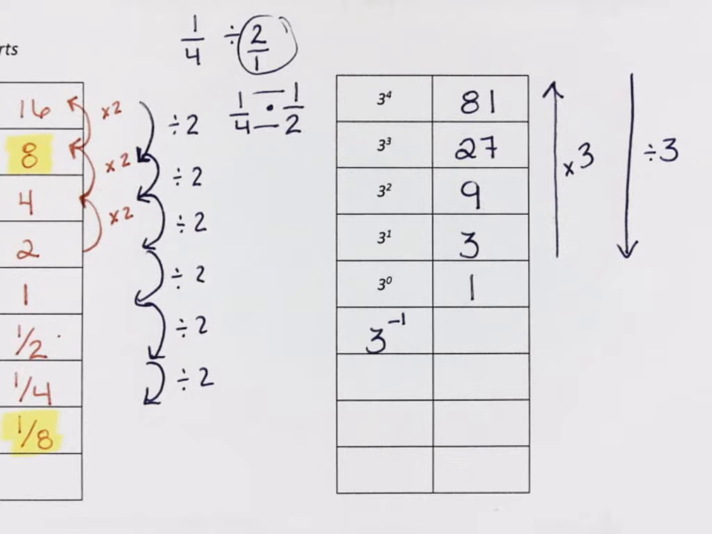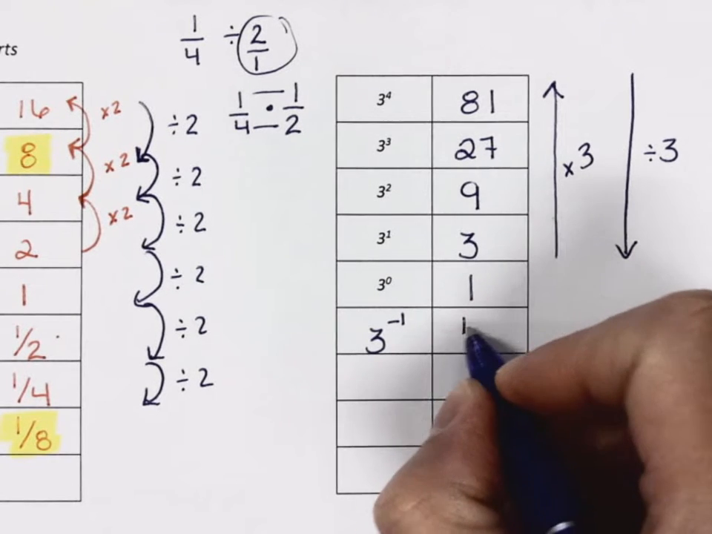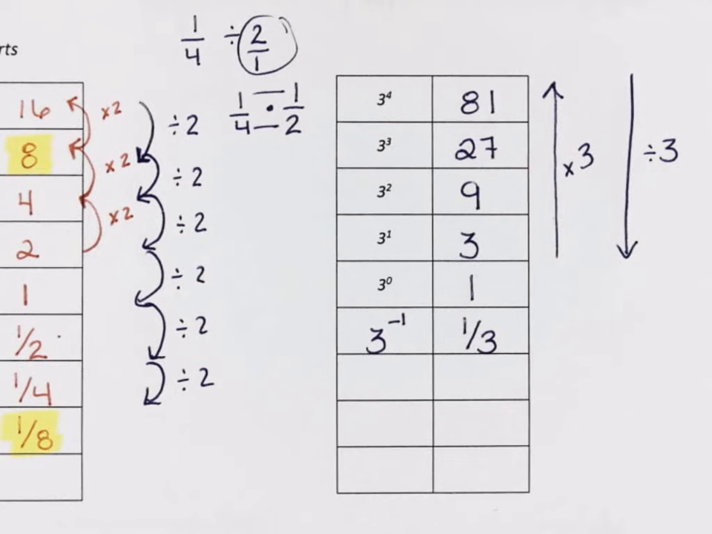Okay, let's leave it as a fraction though, because I think that'll be nicer. What would it be? 3 over 9. Or let's reduce that. 1/3. Oh yeah, 1/3.